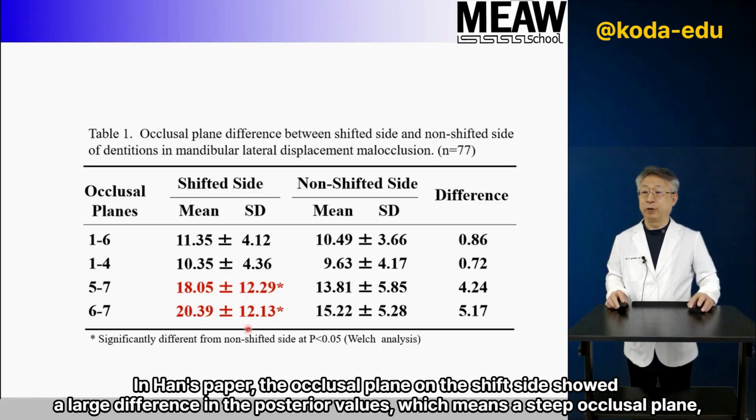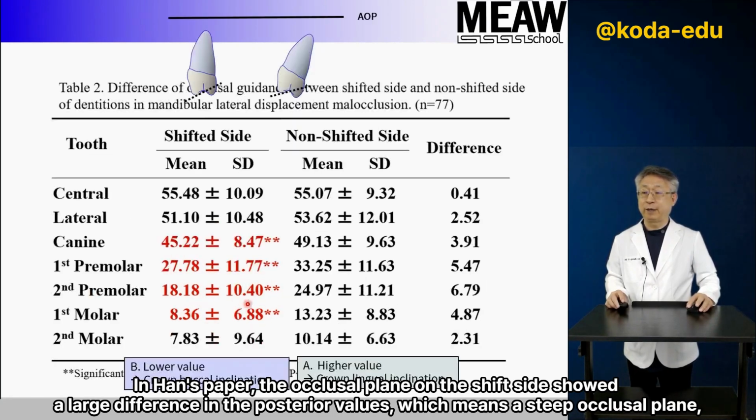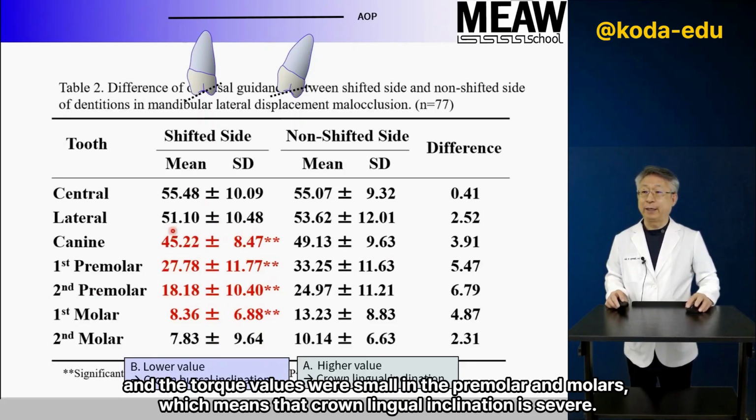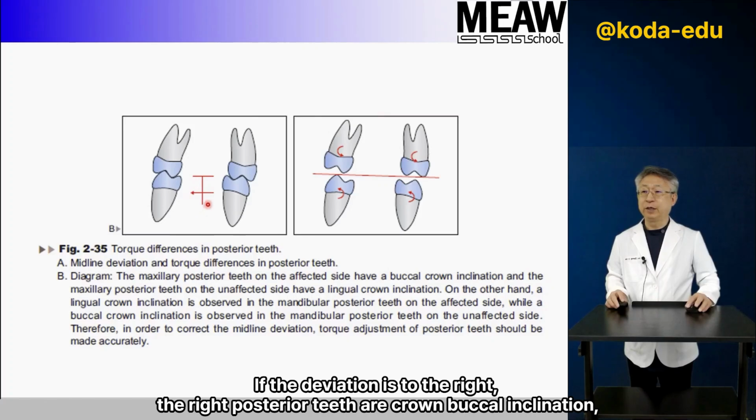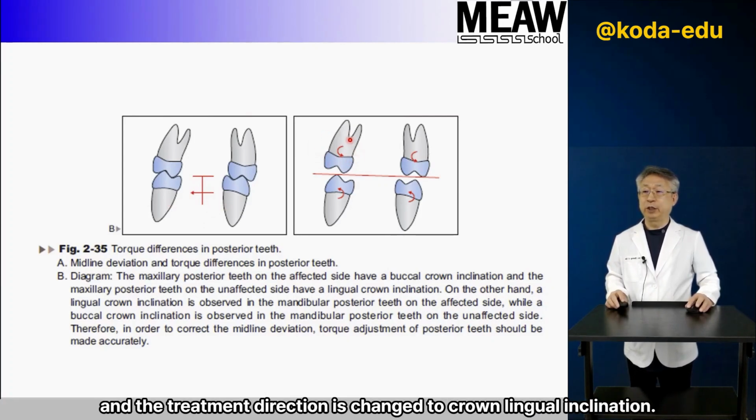In Hahn's paper, the occlusal plane on the shift side showed a large difference in the posterior values, which means a steep occlusal plane, and the torque values were small in the premolar and molars, which means that crown lingual inclination is severe. In patients with midline deviation, there is a difference in torque on both sides. If the deviation is to the right, the posterior teeth are crown buccal inclination, and the treatment direction is changed to crown lingual inclination.